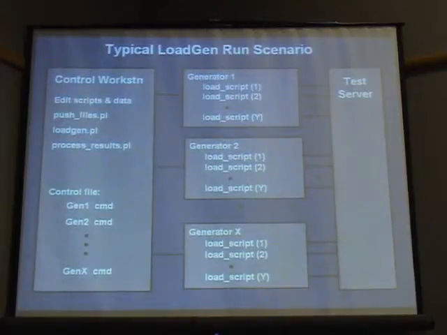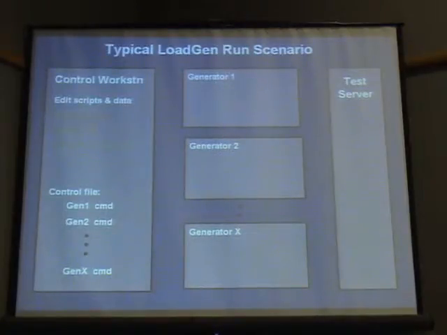Okay, this is a typical load gen run scenario. I'll go through this step by step, but you'll see that there's a control workstation at the top. There's 4 separate processes that you go through in order. And at the bottom of the control workstation, you'll see a control file that's used. The general format is the generator host name followed by a command string. I'll get into that in a little more detail later in the presentation.